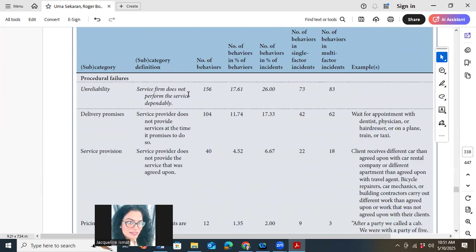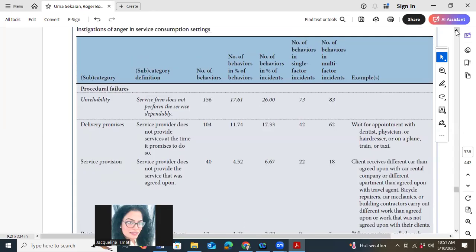If the service firm did not perform the service dependably, how many behaviors say that this happened? 26. What percentage is it? 17.6, so the absolute number and this is the percentage. In incidents, how many times did it happen? 26. Where only one factor was responsible, out of this 873. There were multiple factors involved in 83, because of which unreliability in the service occurred.